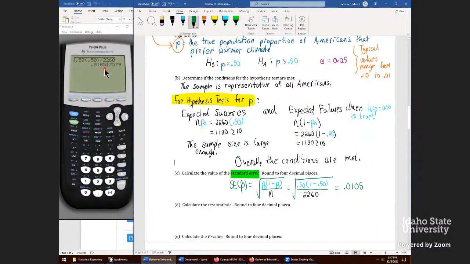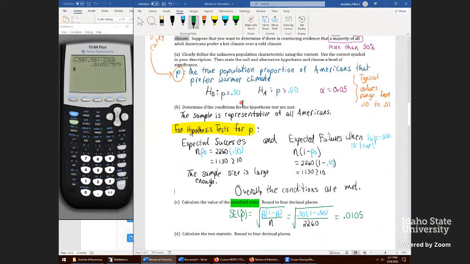Now that we have a standard error, we'll use that in the test statistic. Our P naught would still be 0.50, but if it was less than a majority, we would have put in a less than sign right here instead. So that would have affected the alternative hypothesis. Other questions at the moment?